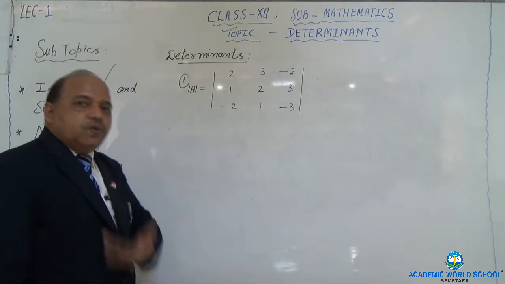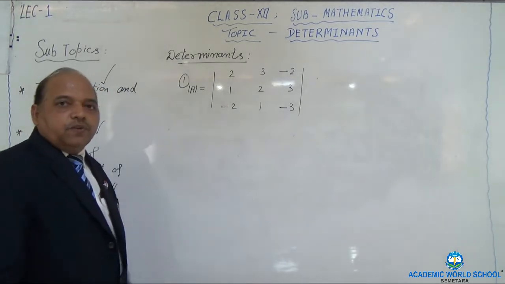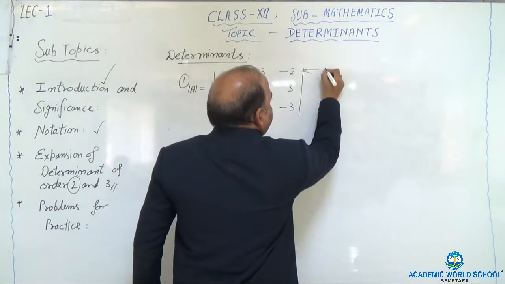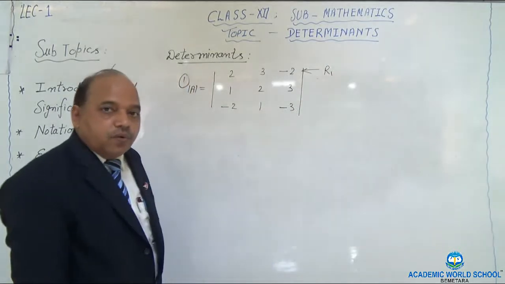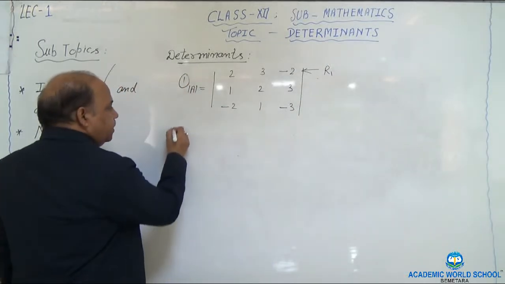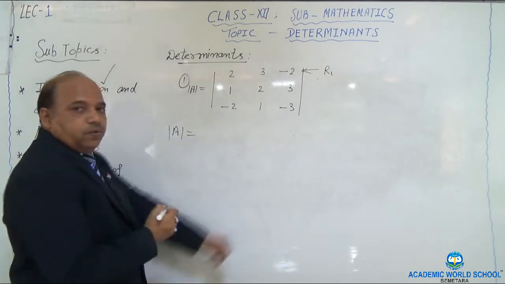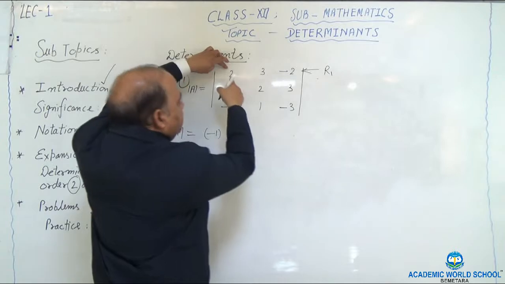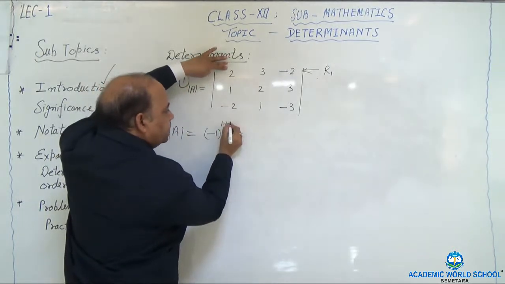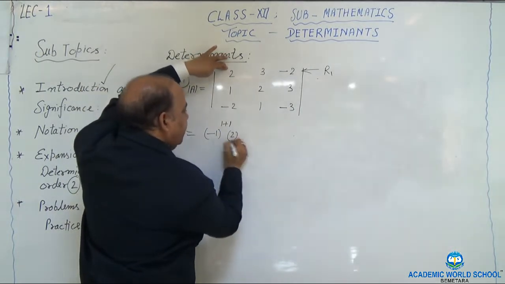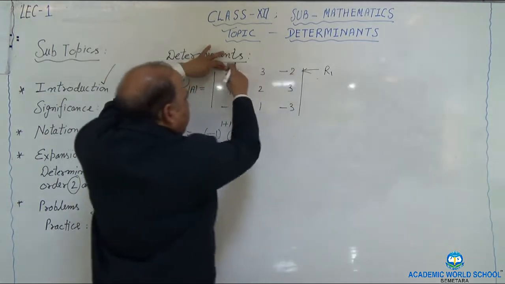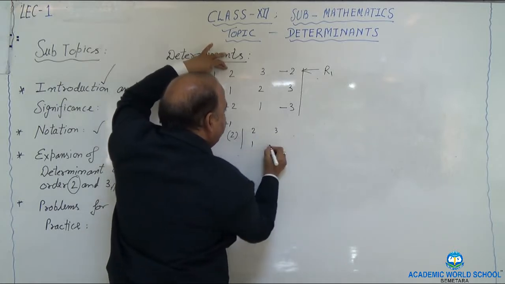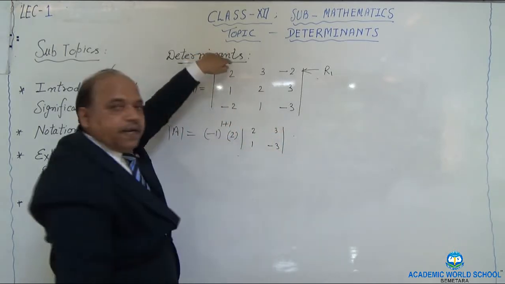I have to expand. You decide about which row or column you want to expand. I am going by the same rule. Let's say I want to expand it about this R1. So the rule remains the same. Determinant A is equal to, the rule is minus 1 to the power, I am expanding about this, first row, first column, 1 plus 1. That element itself, and then leave this, whatever is left, just note down 2, 3, 1, minus 3. I hope you are understanding this.